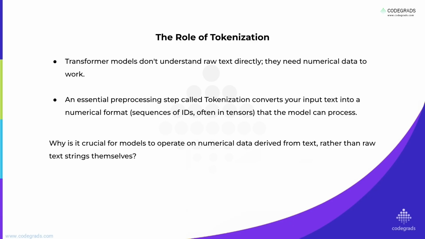It breaks text into smaller pieces called tokens. This can be words, parts of words, or even characters. Interestingly, different models might break down the same sentence into different tokens. Each token is then mapped to a unique ID number. These sequences of numbers are what get fed into the model.